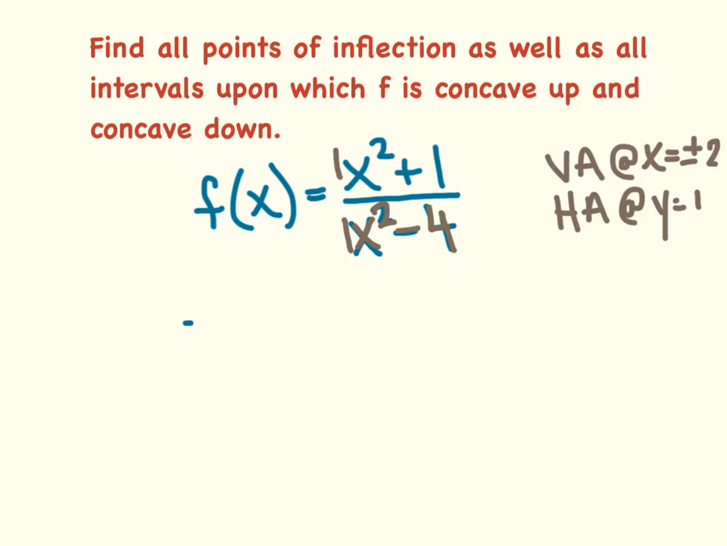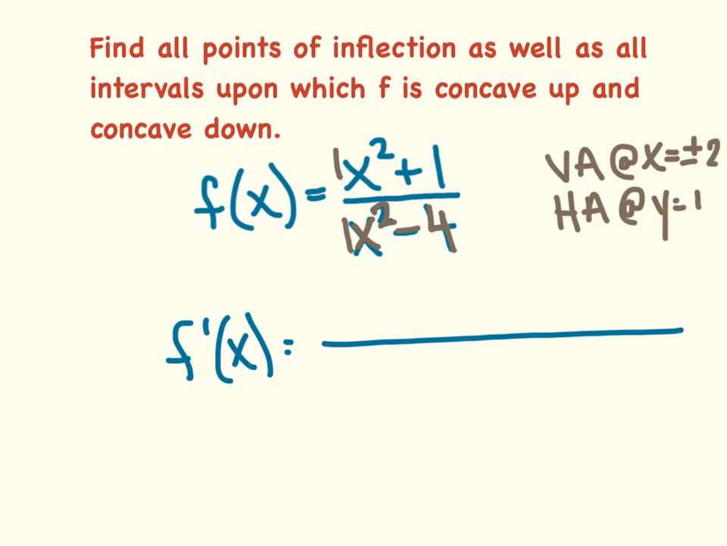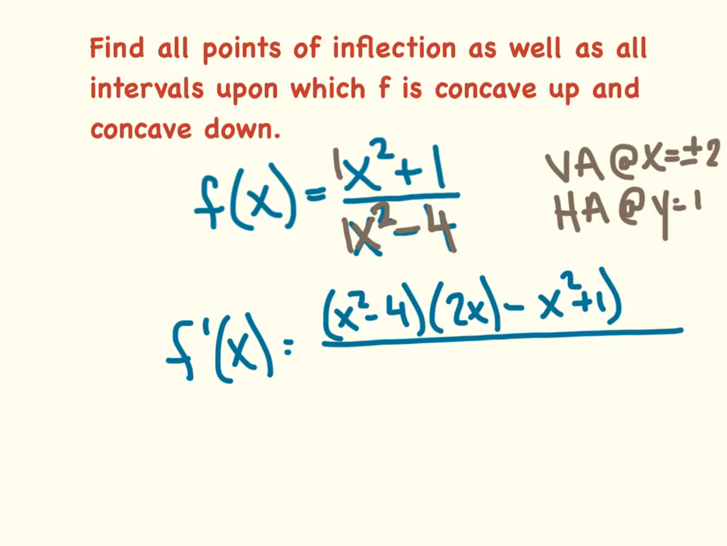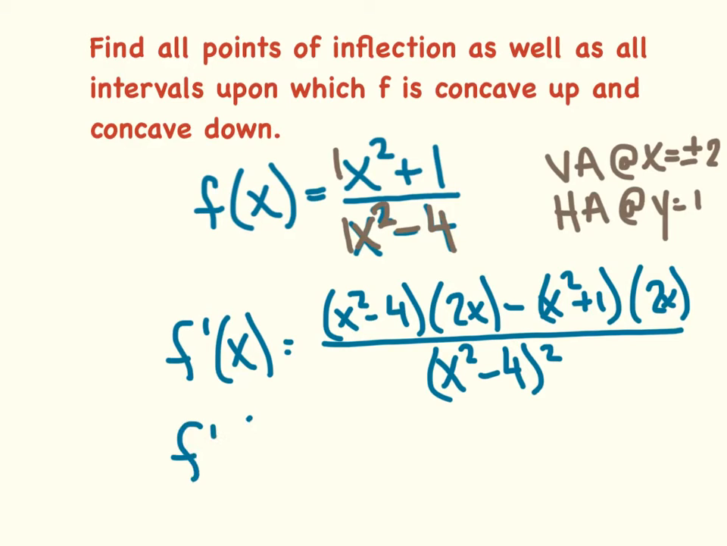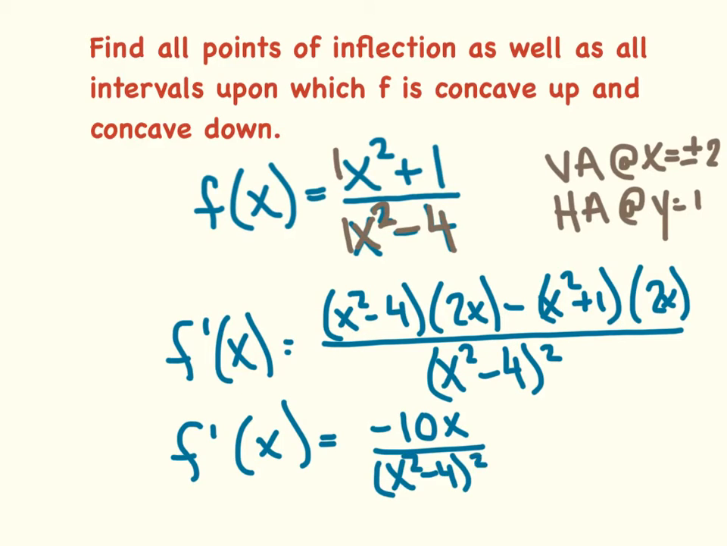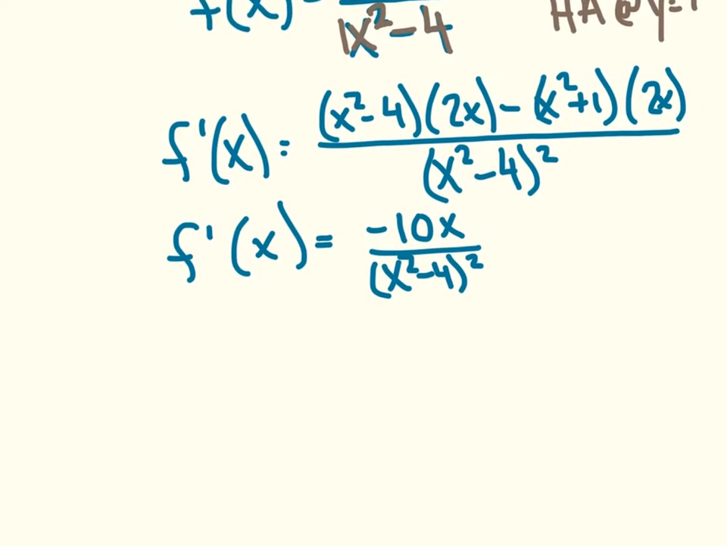As I buzz through the quotient rule for my first derivative, I'm going to go on the fast side. We're thinking low d high minus high, got to get parentheses around it, d low, all over low squared. By the time you distribute and combine like terms in the numerator, I get a first derivative of negative 10x all over x squared minus 4, quantity squared.